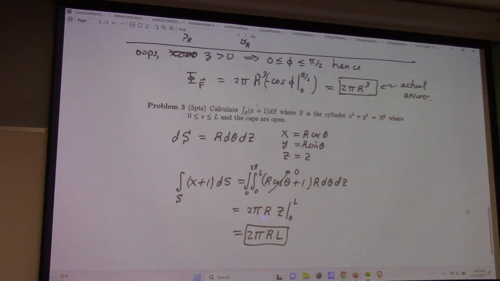But 2 pi rz, so we get 2 pi rL is the integral of that function. In other words, the integral works out to the surface area of the cylinder because the x part just integrates to 0, because it's symmetrically positive and negative on one half of the cylinder and the other. So that's why that happened. Any questions? No? Okay.